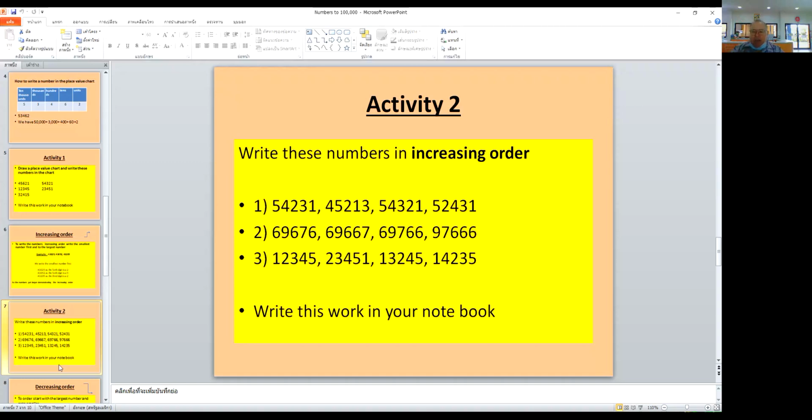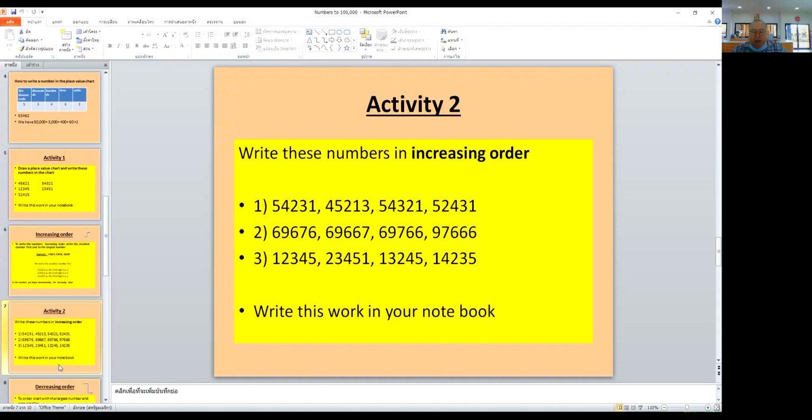So we look at the second digit. And the second digit of the first number is 4. The second digit of the third number is 4. Of the fourth number, it is a 2. 2 is smaller than 4. Because 2 is smaller than 4, you write the 52,431 in the second place.